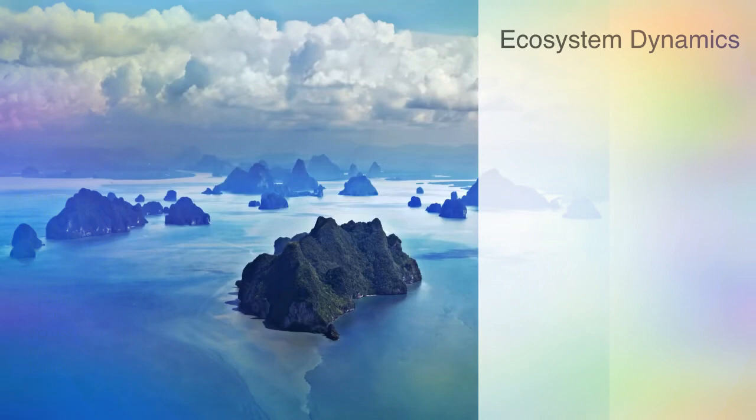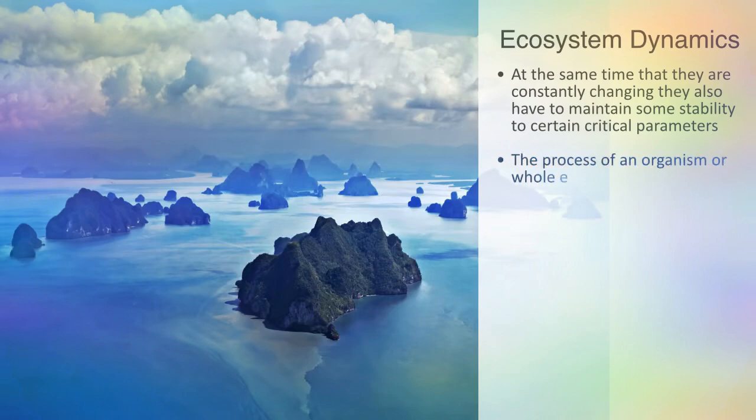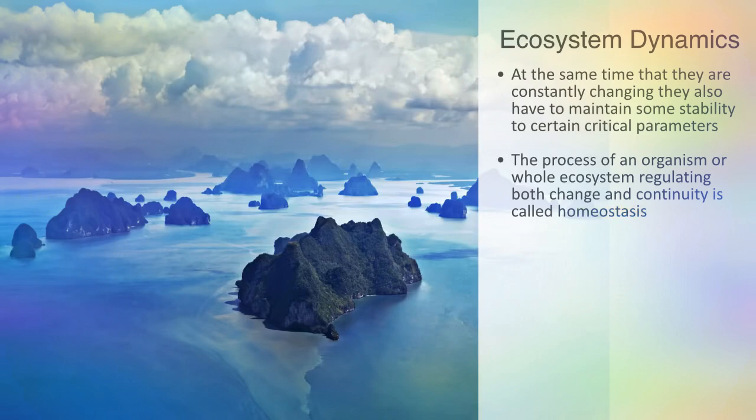Ecosystems are dynamic entities. They change over time due to various endogenous and exogenous factors, such as abiotic disturbances like earthquakes or floods. At the same time that they are continually changing, they also have to maintain some form of stability to certain critical parameters, such as the pH level of soil or temperature, which are required for enabling organisms to function. This process, whereby organisms or whole ecosystems regulate both change and continuity, is called homeostasis, and homeostasis can be identified as one of the defining features of life.